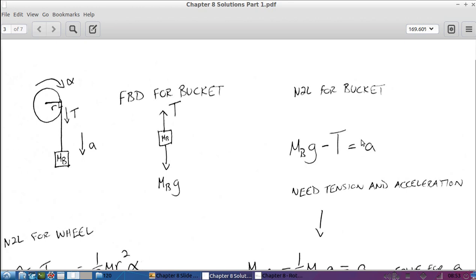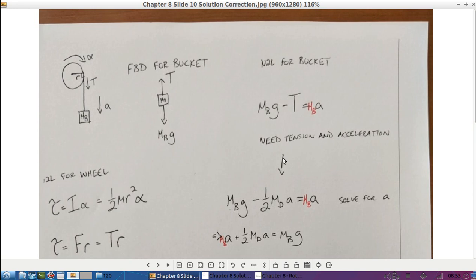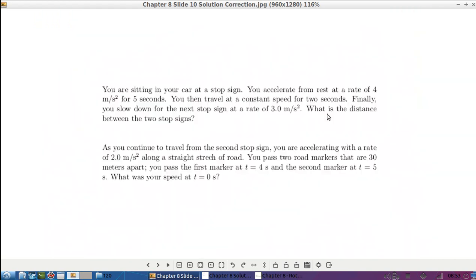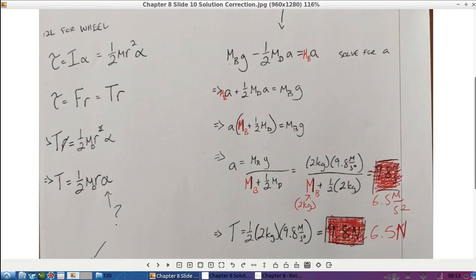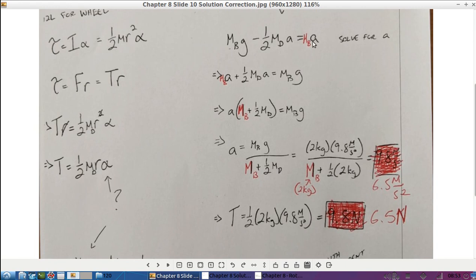So I missed an m sub b here. So I went in and I substituted an m sub b. This is Newton's second law for the bucket. I took this expression for T, 1/2 the mass of the disk times A, and I substituted that in. So now I have an expression for A, and all I have to do is some algebra to solve that expression for A. This term has an A in it, this term has an A in it.